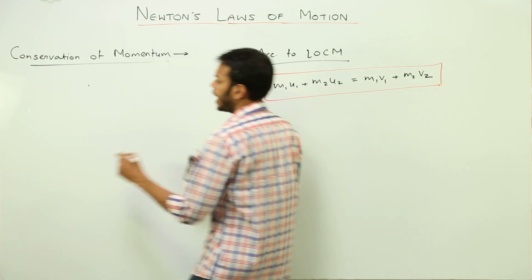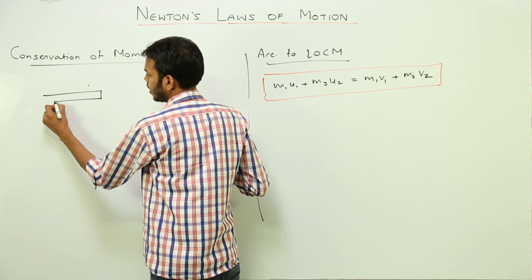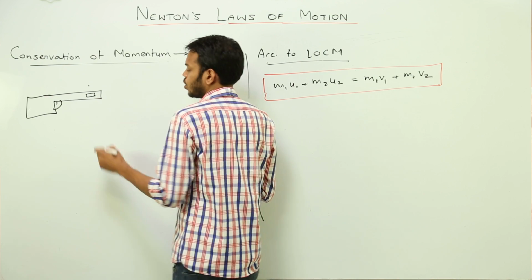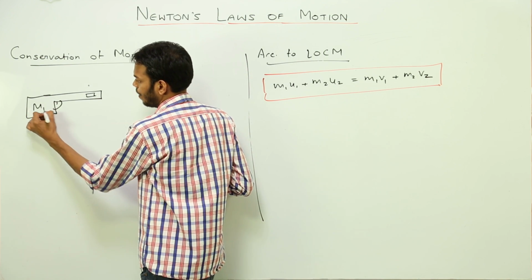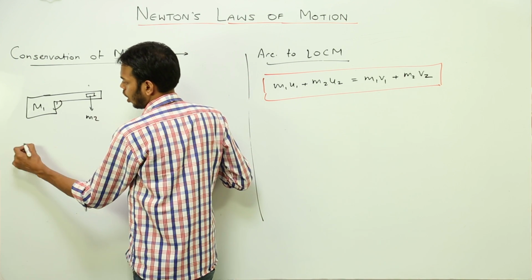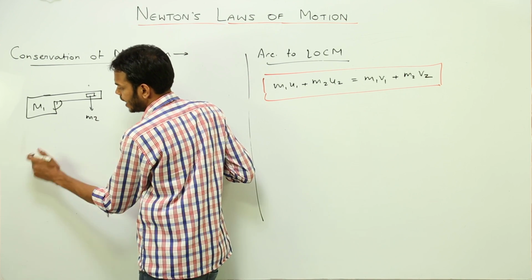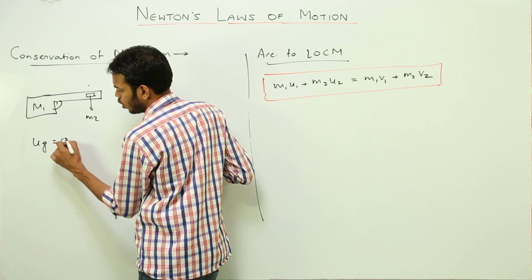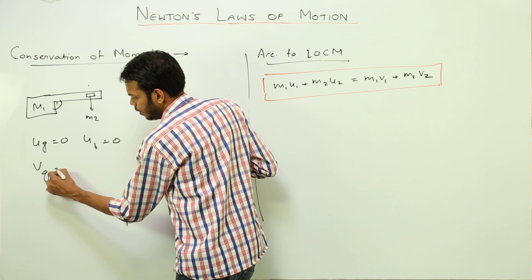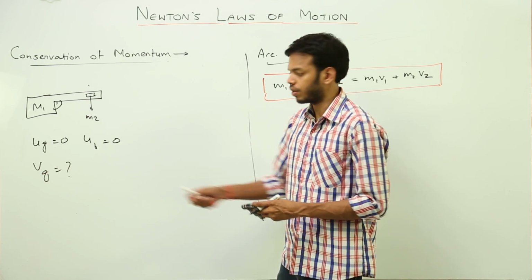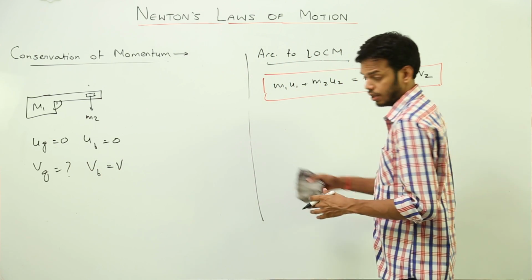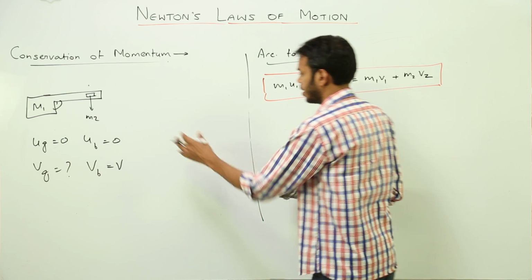of the gun. We have a gun something like this and we have a bullet. So the mass of gun is m1 and the mass of bullet is m2. Okay, initial velocity of gun, so I'll be writing u, initial velocity of gun is 0 and initial velocity of bullet is also 0. Final velocity of gun is something that we have to find out, and final velocity of bullet is, let us say, v. Okay, this is the projected velocity of the bullet.